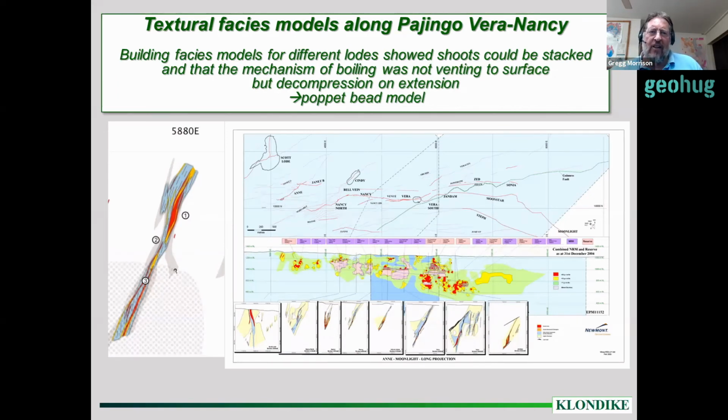So that was a big thing, and that opened up the possibility within Pajingo of exploring deeper through the whole system. You might be able to make out along here, these are models similar to this one for each of the main zones, and we use those to evaluate the depth potential underneath the whole Vera-Nancy system. That's been done. That same methodology has been applied in a number of places where I've worked and been extremely valuable as a predictive tool.